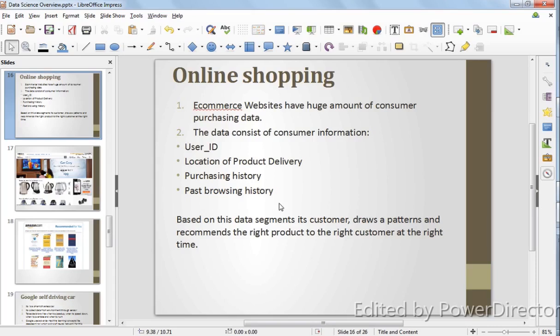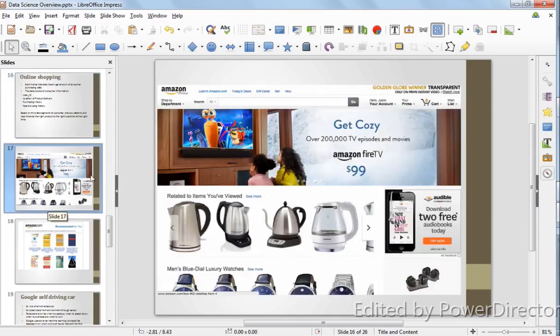You do the analysis on that, and then you may be fitting some kind of prediction models, and you can create recommendation engines and something like that, which is done in data science. So basically, let's take this example. If you see that this is an Amazon website and it is written that related to items you have viewed, you see that it's saying you have viewed.